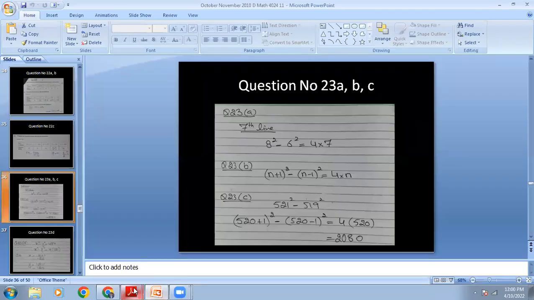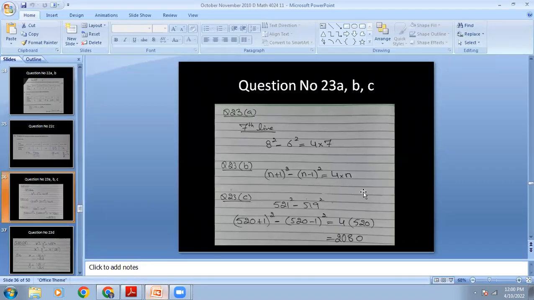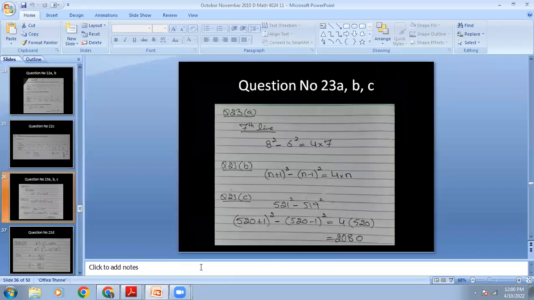Okay. So the next question. They say use the pattern to find 521 square minus 519 square. This is basically (520 plus 1) whole square minus (520 minus 1) whole square. So that will be equal to 4 multiply 520. So 521 according to the pattern means 520 plus 1 whole square. 519 square means 520 minus 1 whole square. And that according to the pattern will be equal to 4 multiply 520. So that will be 2080.